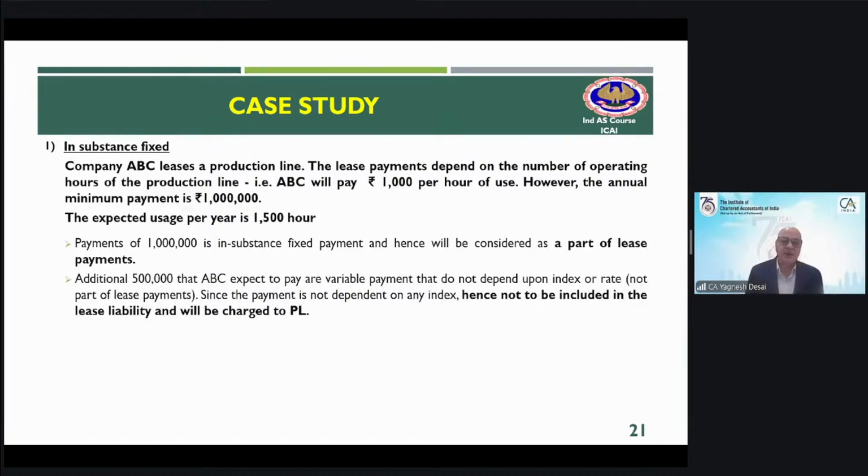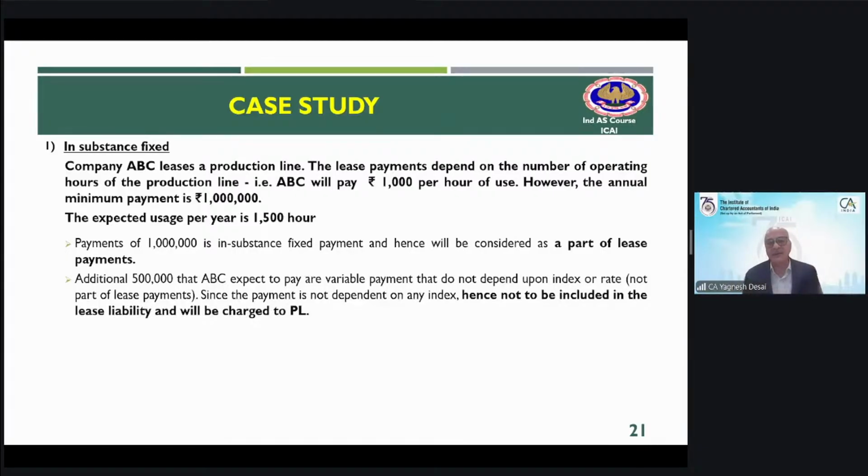Company ABC leases a production line. The lease payments depend on the number of operating hours of the production line. That is, ABC will pay rupees 1,000 per hour. However, the annual minimum payment is 10 lakhs. So this 10 lakhs you pay regardless of the usage.